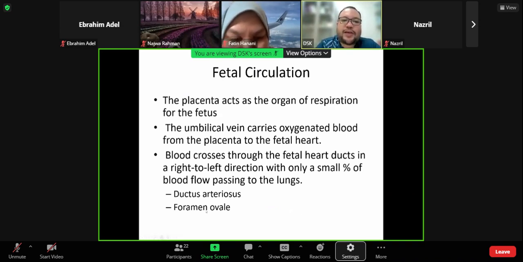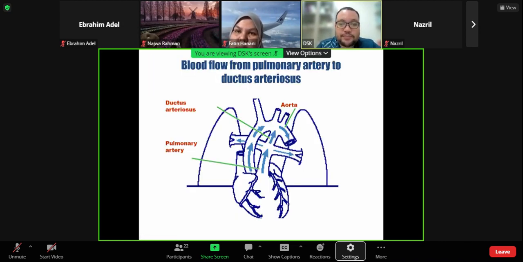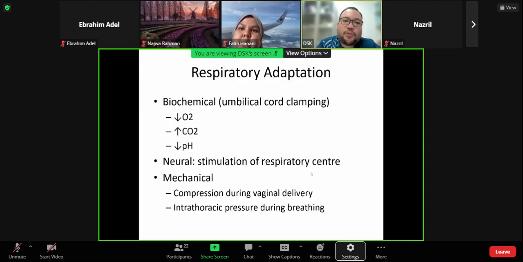Okay, and the function of the ductus arteriosus and foramen ovale, as I have shown before. So the vessels constrict because of the fluid causing pressure, and also because of the low oxygen concentration. This is the ductus arteriosus. So all this happens with umbilical cord clamping, uterine contraction, and so on and so forth. These are the changes that happen.